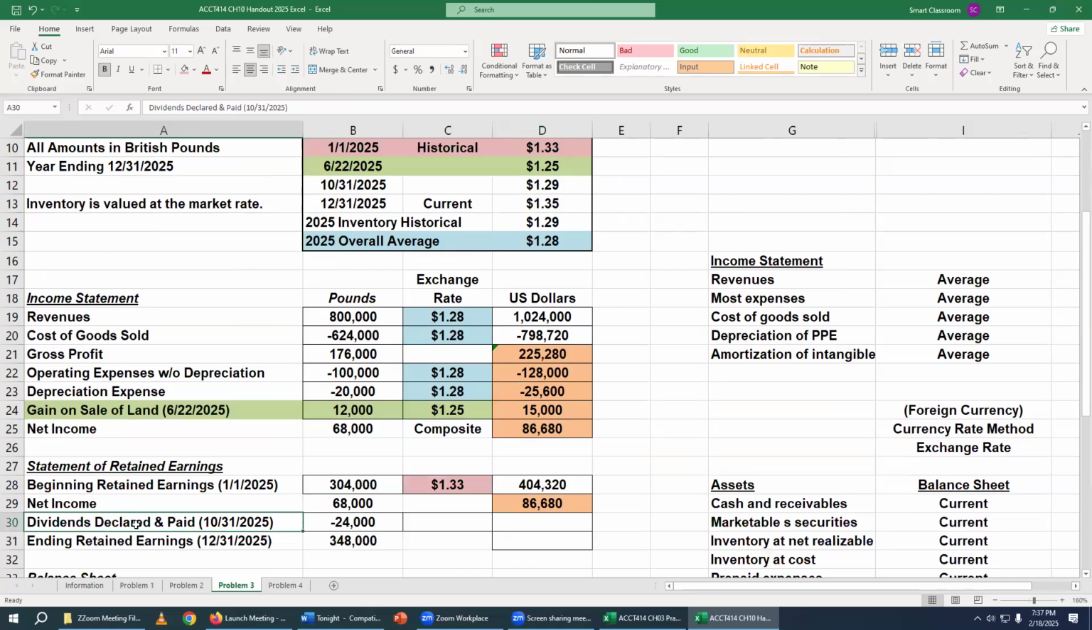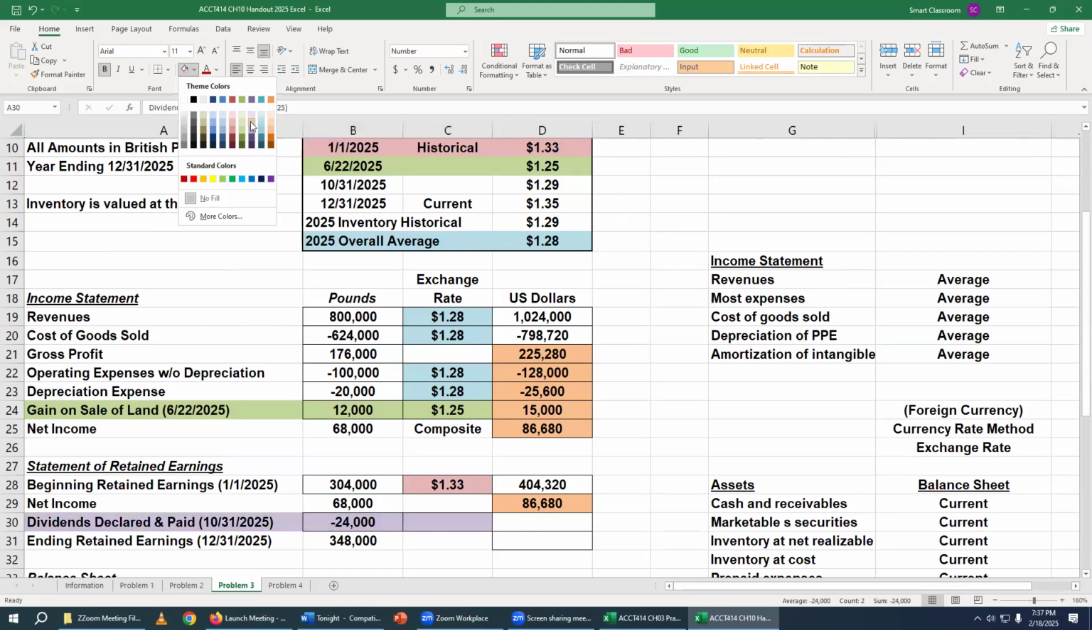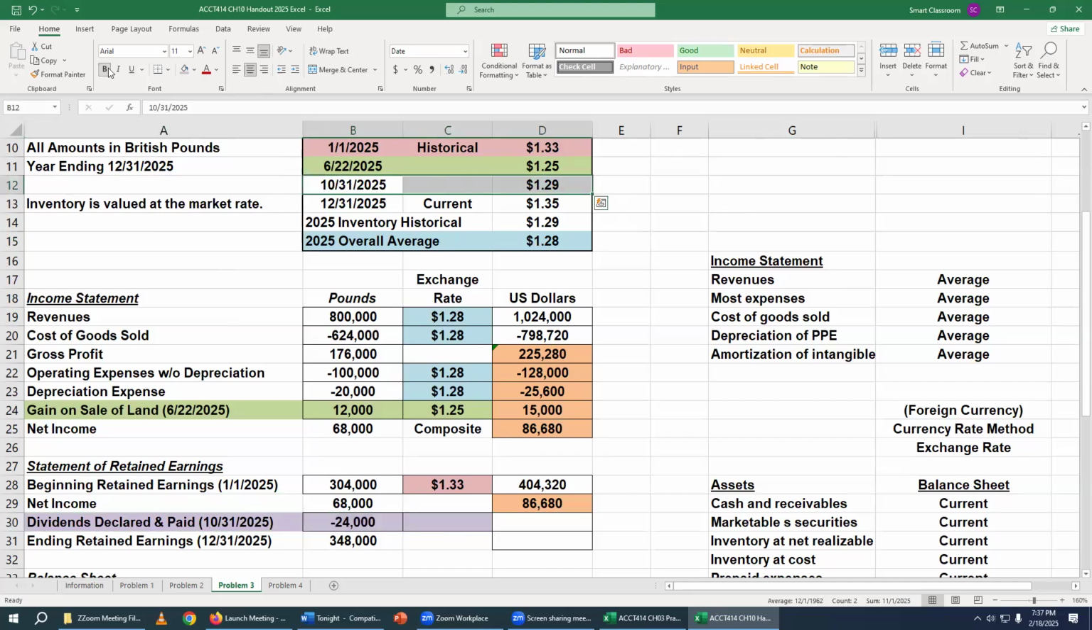Dividends declared, now this is gonna be a point in time. Hey, they're declared on Halloween, look at that. Pretty cool. All right, so this is on Halloween, we declared them. Purple. And so that will be Halloween purple.